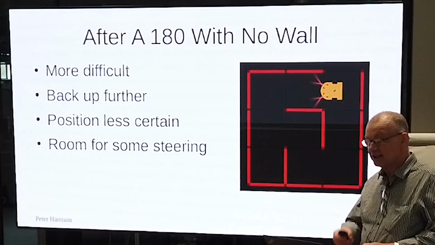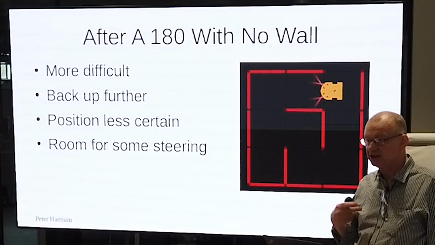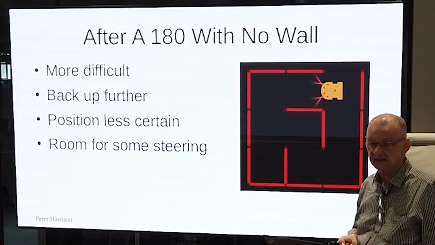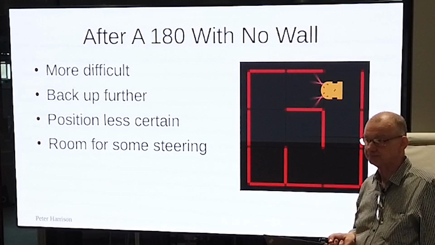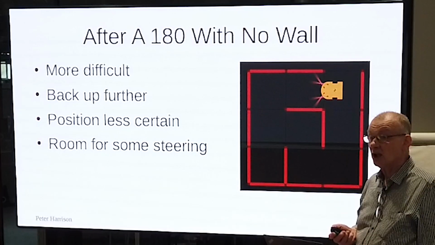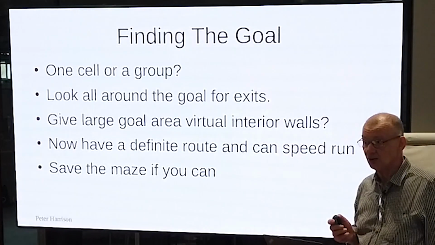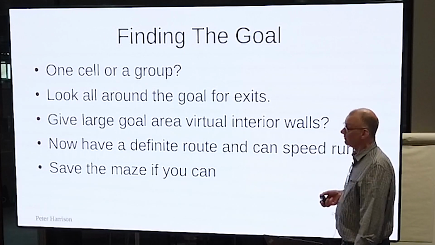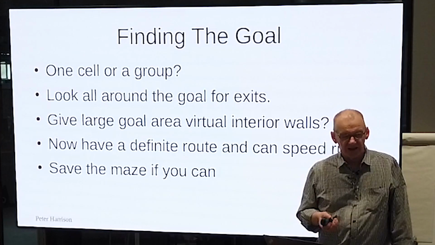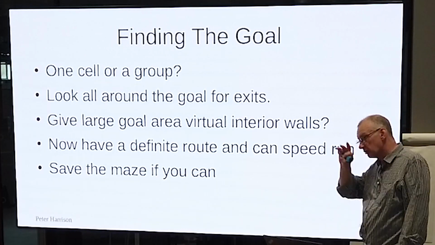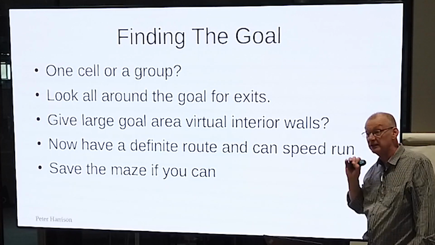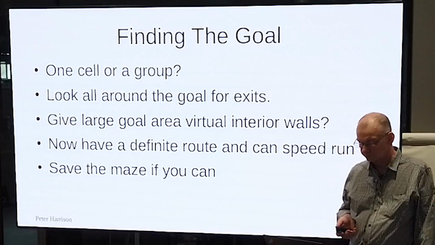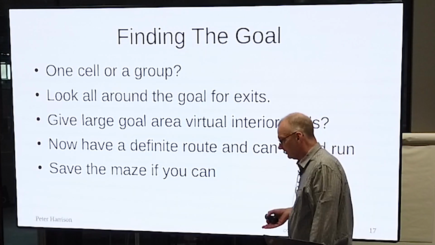Okay, so that's the loop. That's the exploration loop. These are the things that you do again and again and again, and they have a small number of exceptions, turning around in place being the major one. Hopefully, one day, you'll reach the goal, preferably in the same session. So what do you do then? Well, it depends on whether you might have been looking for a group of cells, or you may have been targeting an individual cell. Either way, you've reached the goal. What should you do? Different people do different things.